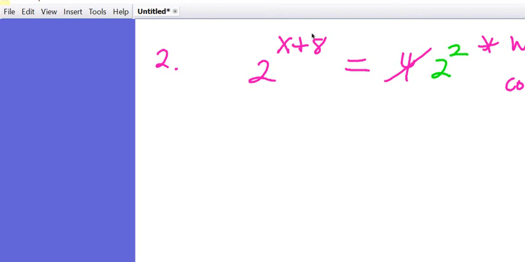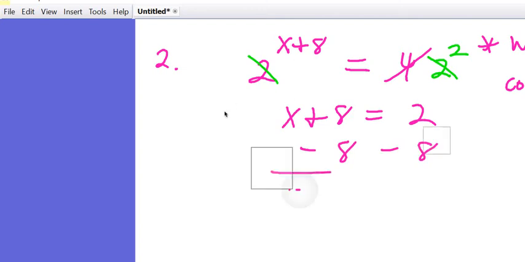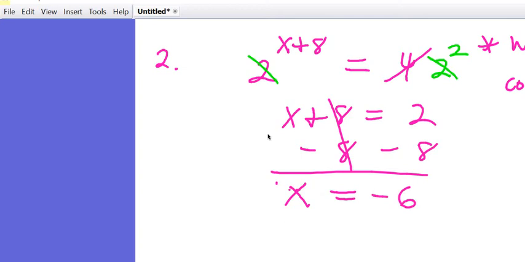Now we have the same base. The base of 2. So I'm going to cancel those bases. And then the exponents are going to be equal. So x plus 8 equals 2. So subtract 8 from each side. So x equals negative 6. And that's it. Very simple.